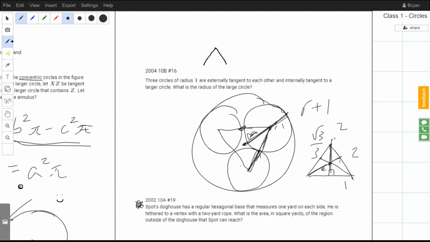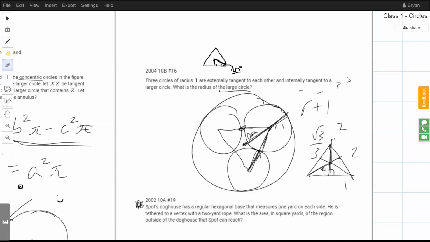over 3. Now what all this means is that the radius of the large circle is just r plus 1, right? And r, this length, is just square root 3 over 3. Wait, no, it's 2/3 of it. Yeah, okay. So it's just like that. Did I do something wrong? I did do something wrong. I did not scale it.